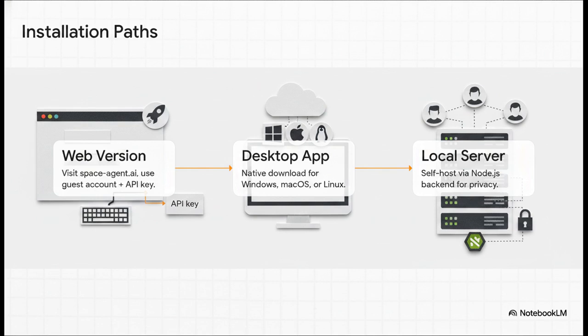Path 2 is the desktop app. You simply download a single bundled native app from their GitHub for Windows, macOS, or Linux, completely avoiding complex terminal setups. And Path 3, for the power users and enterprise IT teams out there, is the local server. You can self-host the whole thing using a lightweight Node.js backend. This is absolutely perfect for multi-user teams who demand total privacy.